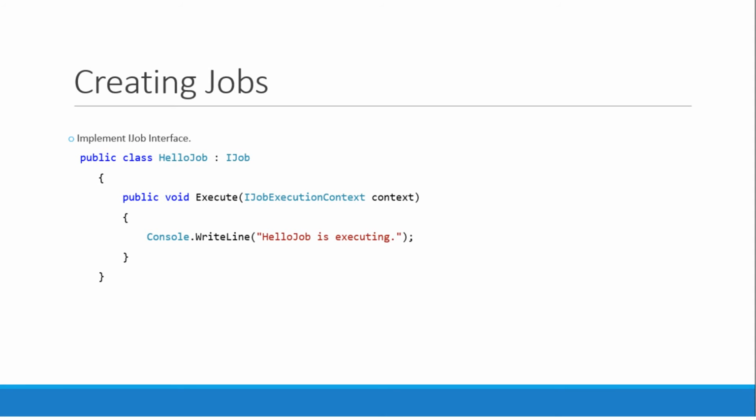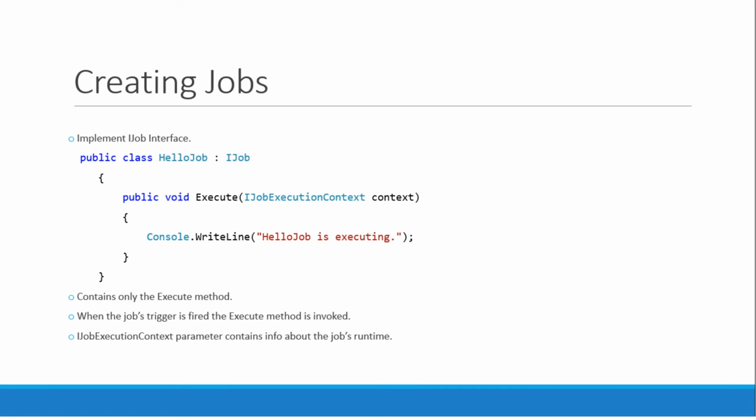So let's see how we can create jobs in Quartz.NET. Like I told you before, we have to implement the IJob interface. As you can see, there is only one method in this interface, the Execute method. This is the method which will be called when the trigger is fired. In this case, HelloJob is my job, and all my logic related to this job should be included inside this Execute method. And you can see that there is a parameter called context, the IJobExecutionContext parameter. This contains all the runtime information about that job. A particular job may be triggered by several triggers, so we can pass the specific runtime details through that parameter.